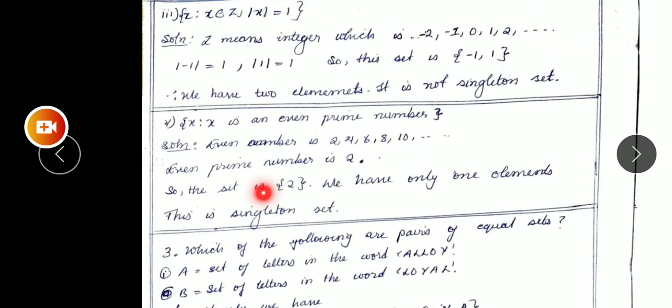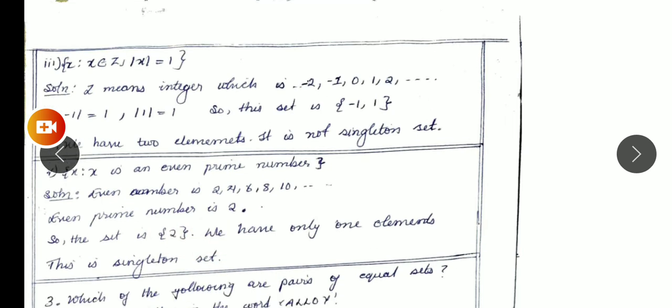Next, number 3, x is an even prime number. Even numbers are 2, 4, 6, 8 and 10, and the even prime number is 2. 2 is a prime number. This is the smallest prime number from the natural numbers.